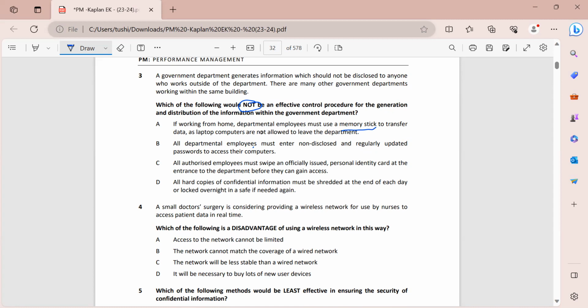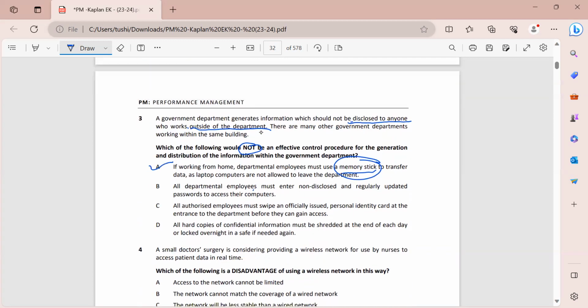Why? Because they do not want the data to be disclosed to anyone who is working outside of the department. So if they are using a memory stick all the time when they are working from home, that exposes you to a greater risk of information loss. So this is something that will not be effective in this scenario.